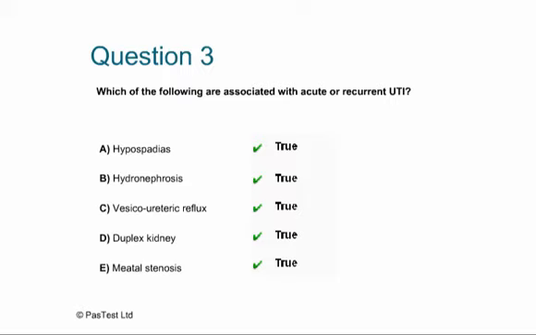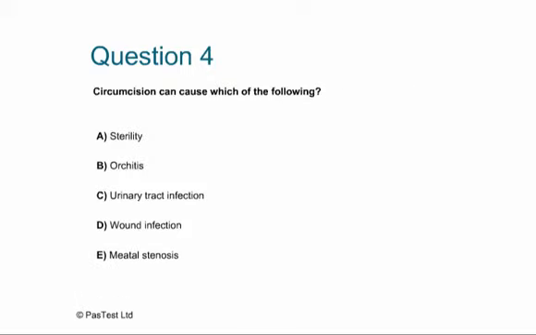And while we're talking about obstruction and reflux, both of those conditions are seen more commonly in D, the duplex kidney. Although most duplex kidneys are without problems, they are more commonly associated with obstruction and reflux than simplex kidneys. And finally, having a meatal stenosis will cause a degree of urinary hold-up and therefore predispose you to urinary tract infections as you have relatively stagnant urine.